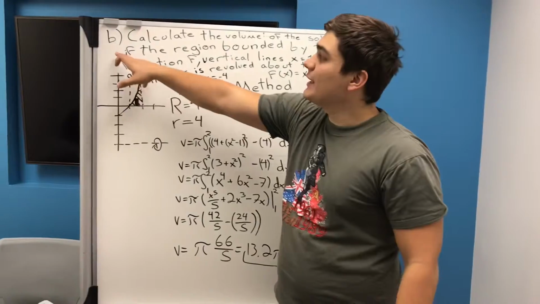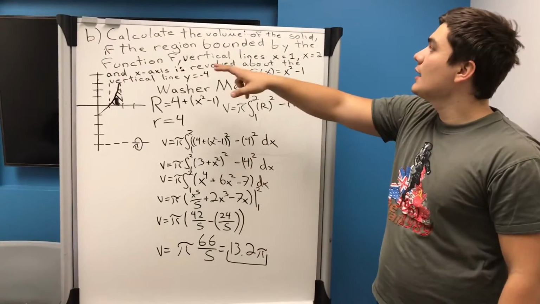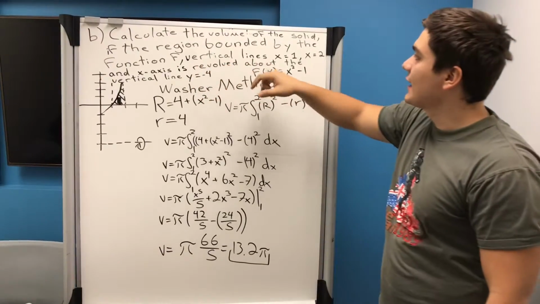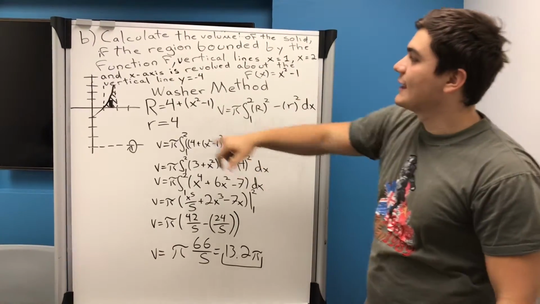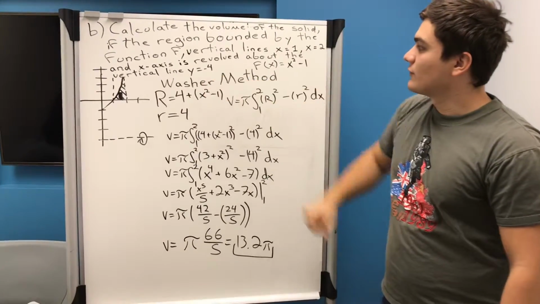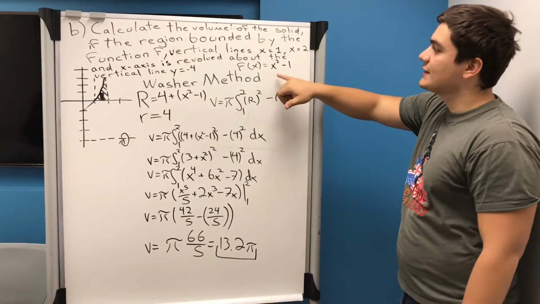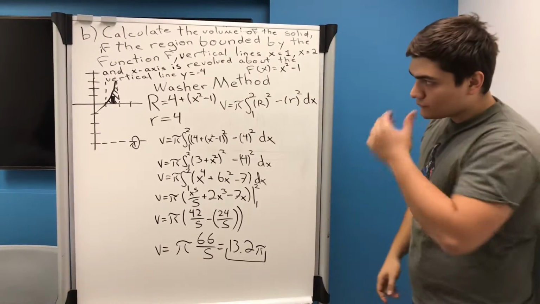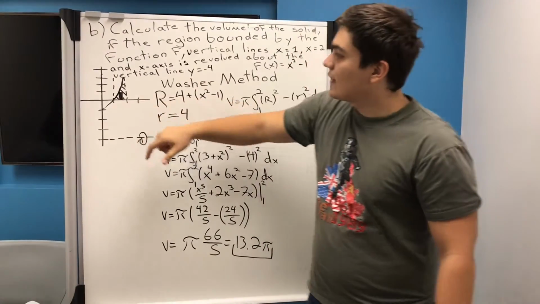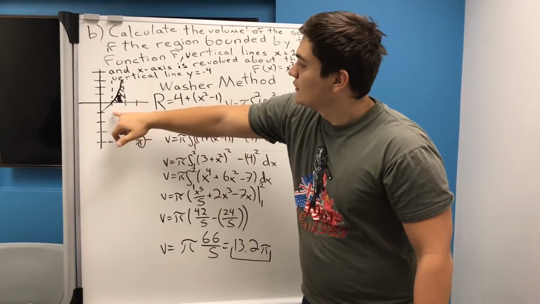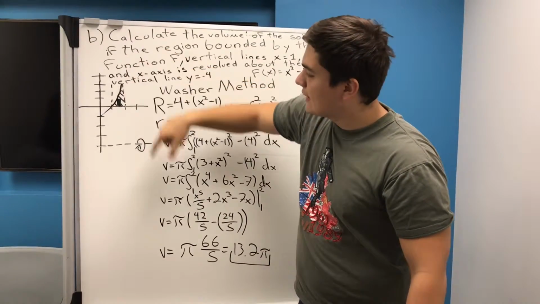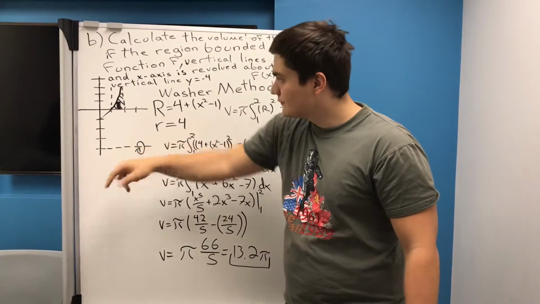Now it's problem B, which asks us to calculate the volume of the solid if the region bounded by the function f, the vertical lines x equals 1, x equals 2, and the x-axis is revolved about the horizontal line y equals minus 4. The function is x squared minus 1. First, we have to graph the function, which is this one, and the area that it asks for is from x equals 1 to x equals 2. And this is the area that we want, and it's rotated about y equals minus 4.